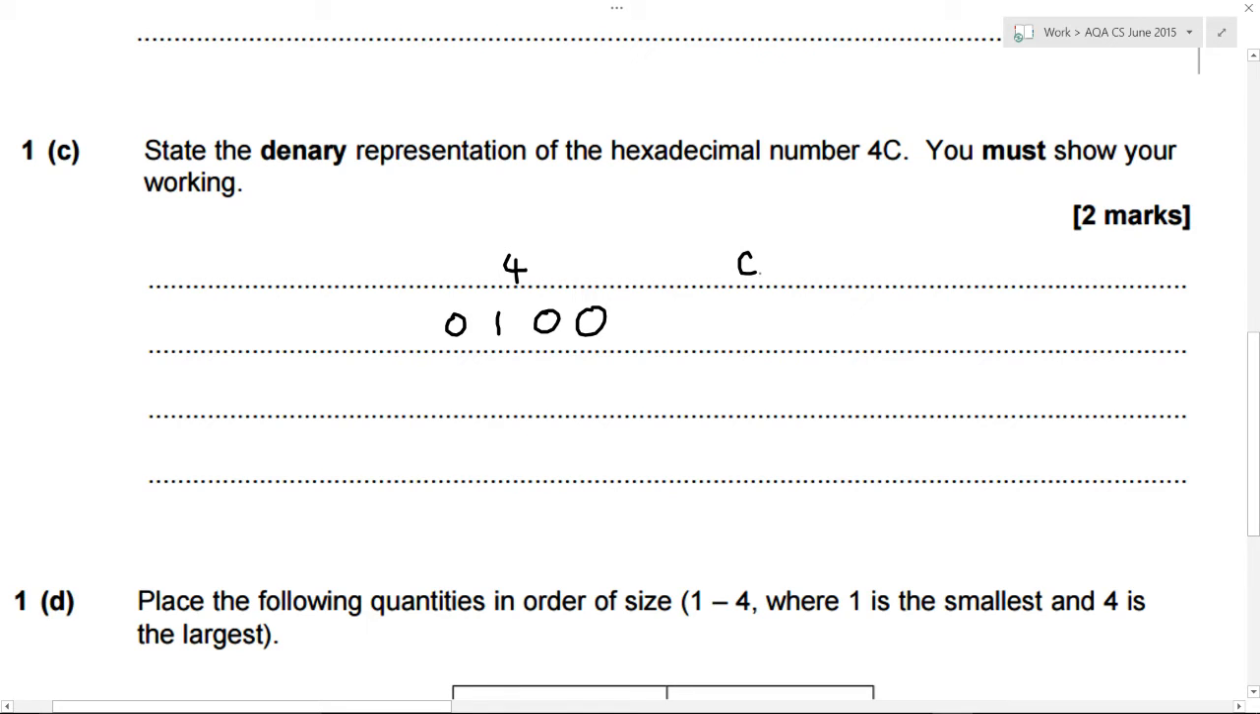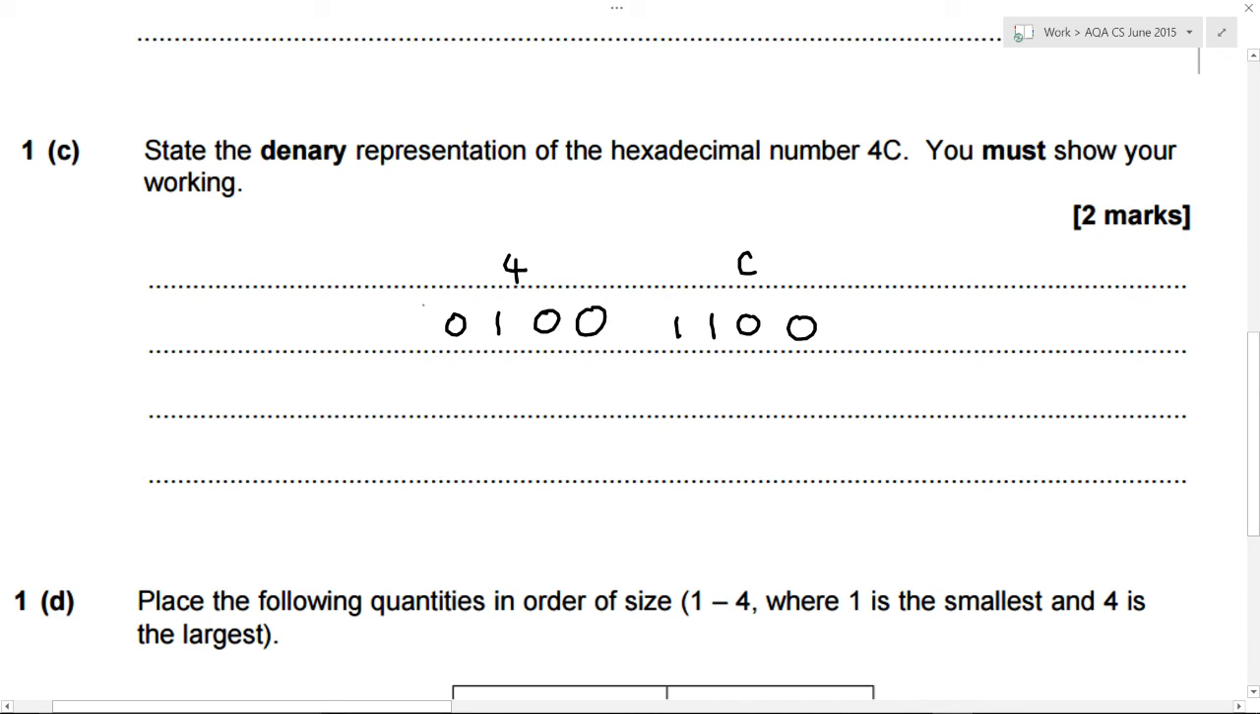Same sort of thing for a C, but there's an extra step because C isn't a number that we recognise, so we have to think: A is worth 10, B is worth 11, C is worth 12. So if we've got an 8, a 4, a 2 and a 1, which of those do we add together to give 12? Well, it's going to be an 8 and a 4, which makes 12, so we don't need the 2, we don't need the 1. So that's the first stage. We've got 1 mark so far.